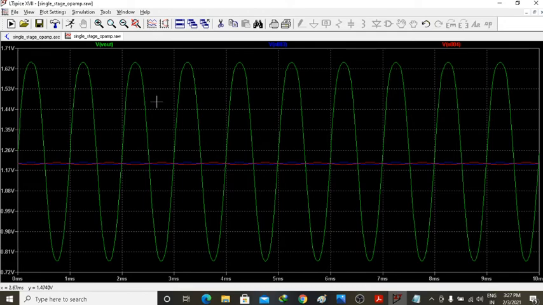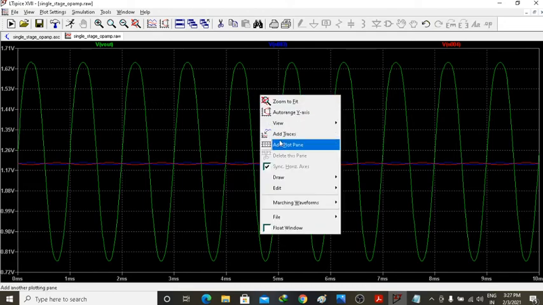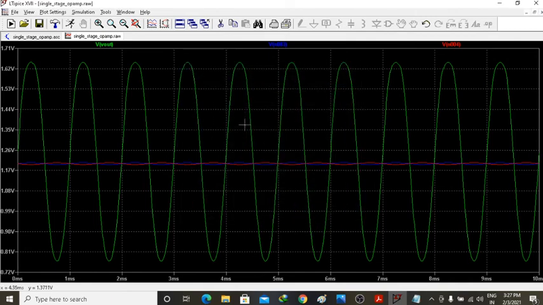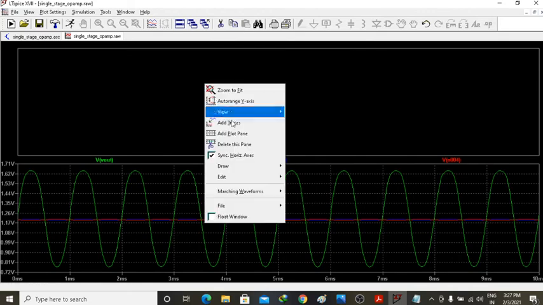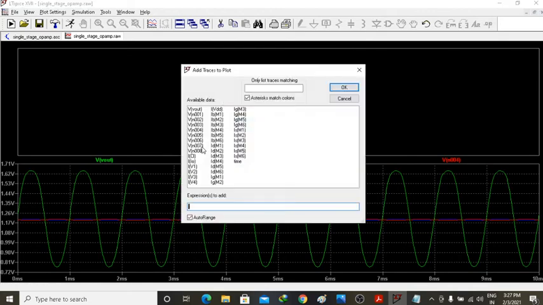Now next I will show you what you have to do. You just simply add traces. No, wait a second. You just do add plot plane. Then here you go to add traces. What is the differential voltage? V plus minus V minus, and let me put a bracket over here, (V plus minus V minus) and the whole divided by 2.